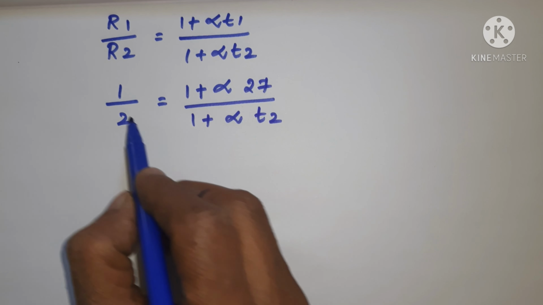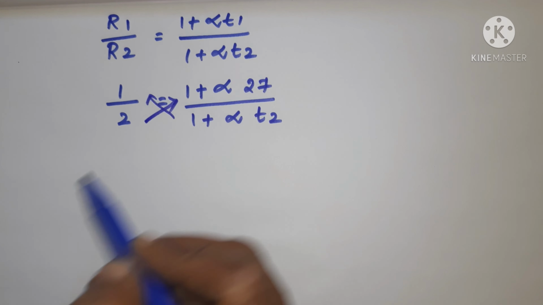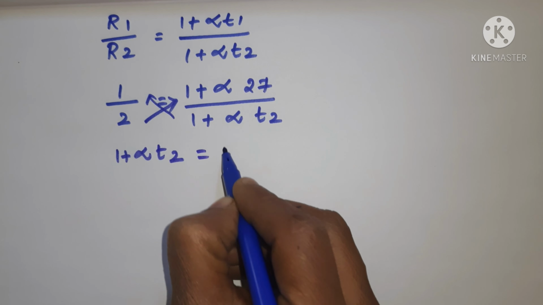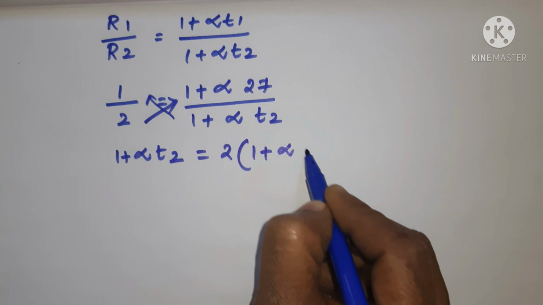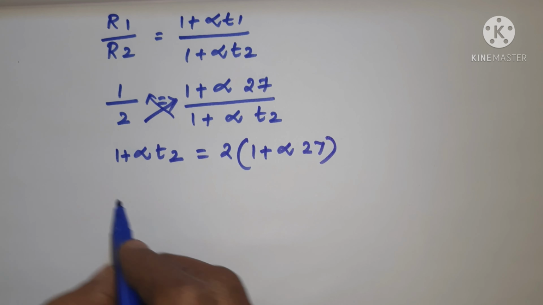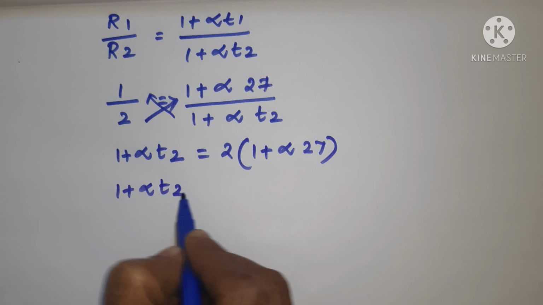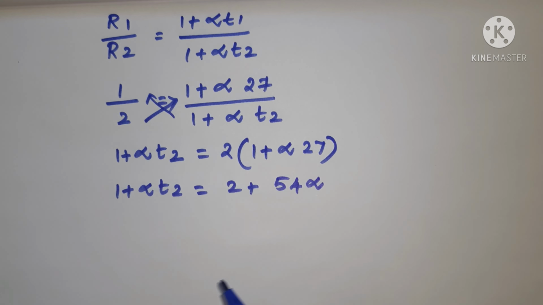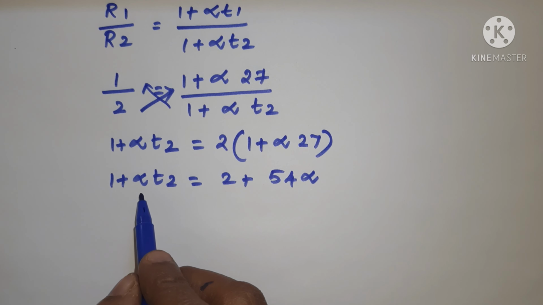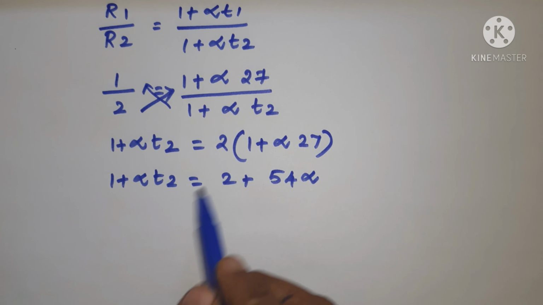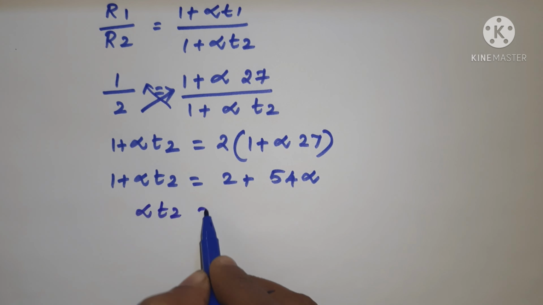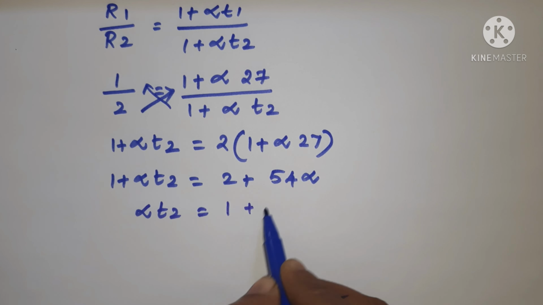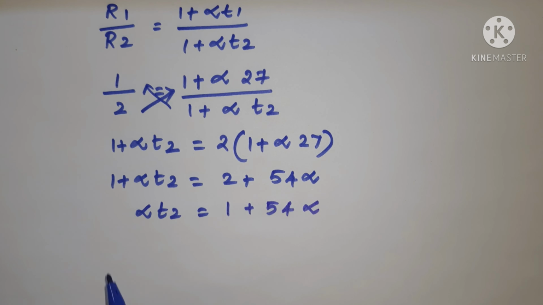Now we cross multiply these terms like this. So this will be 1 plus alpha T2 is equal to 2 into 1 plus alpha into 27. 1 plus alpha T2 is equal to 2 plus 54 alpha. Now I substitute the value of alpha here. I bring this 1 also to this side. So I have alpha T2 is equal to 2, bring this 1 to this side, so 1 plus 54 alpha will be that.